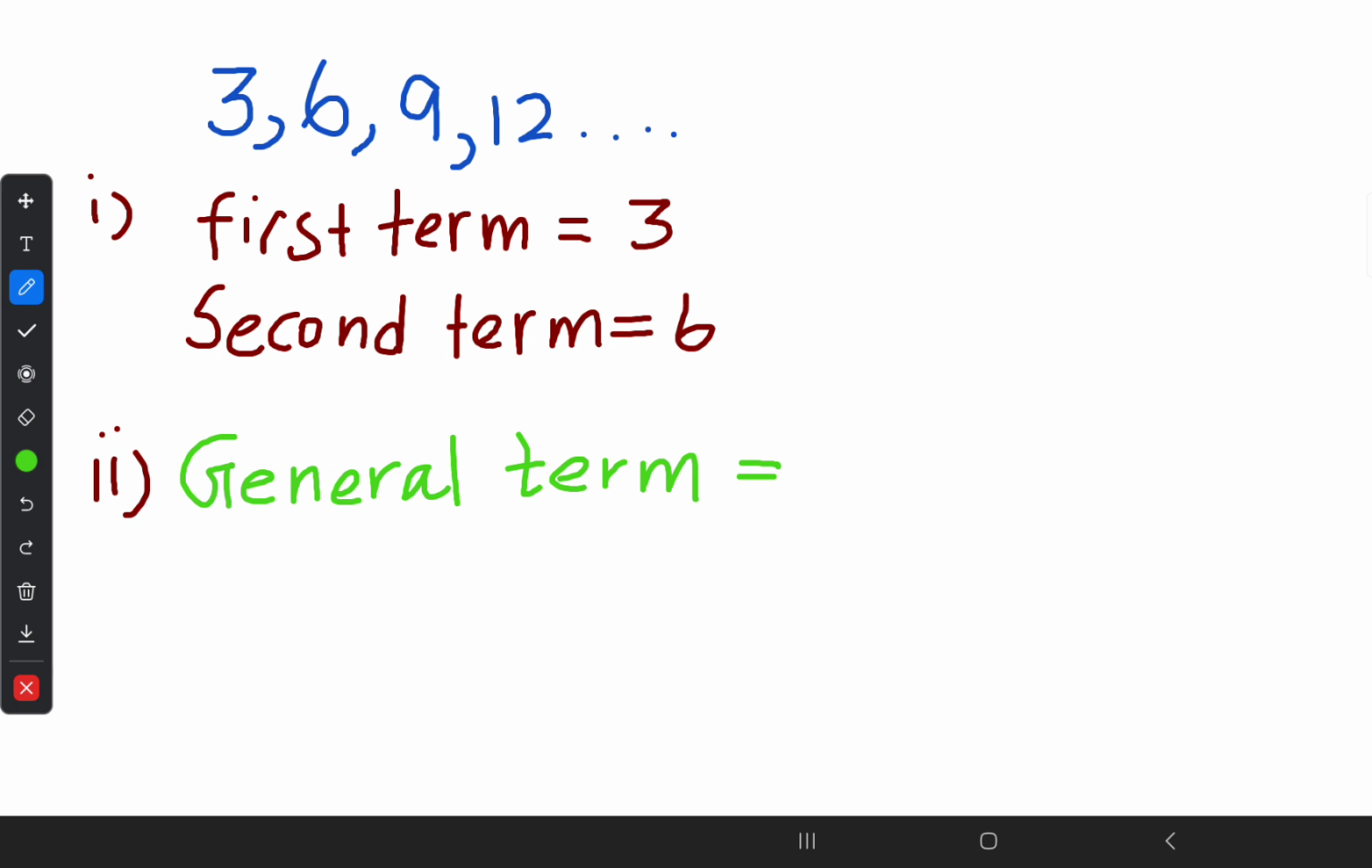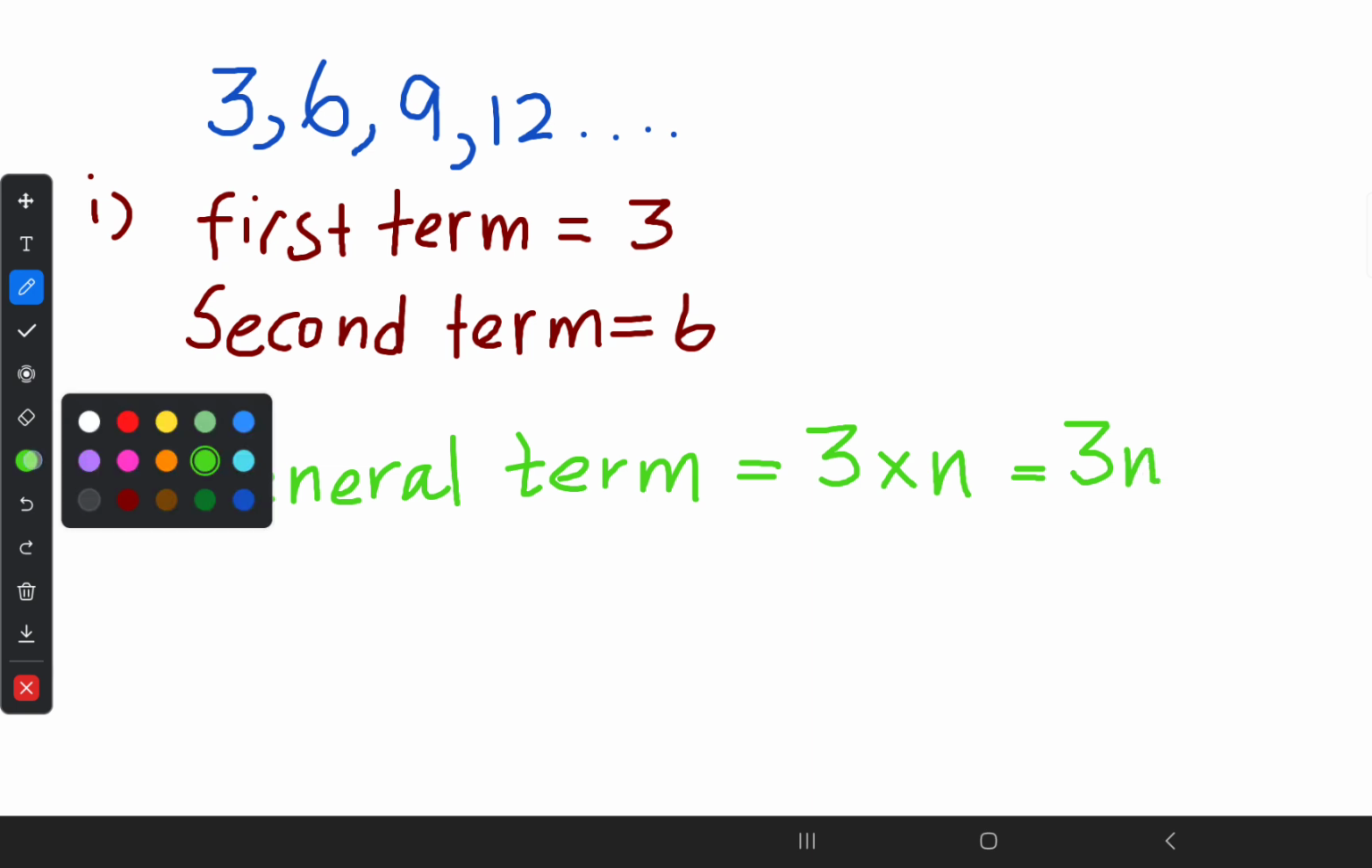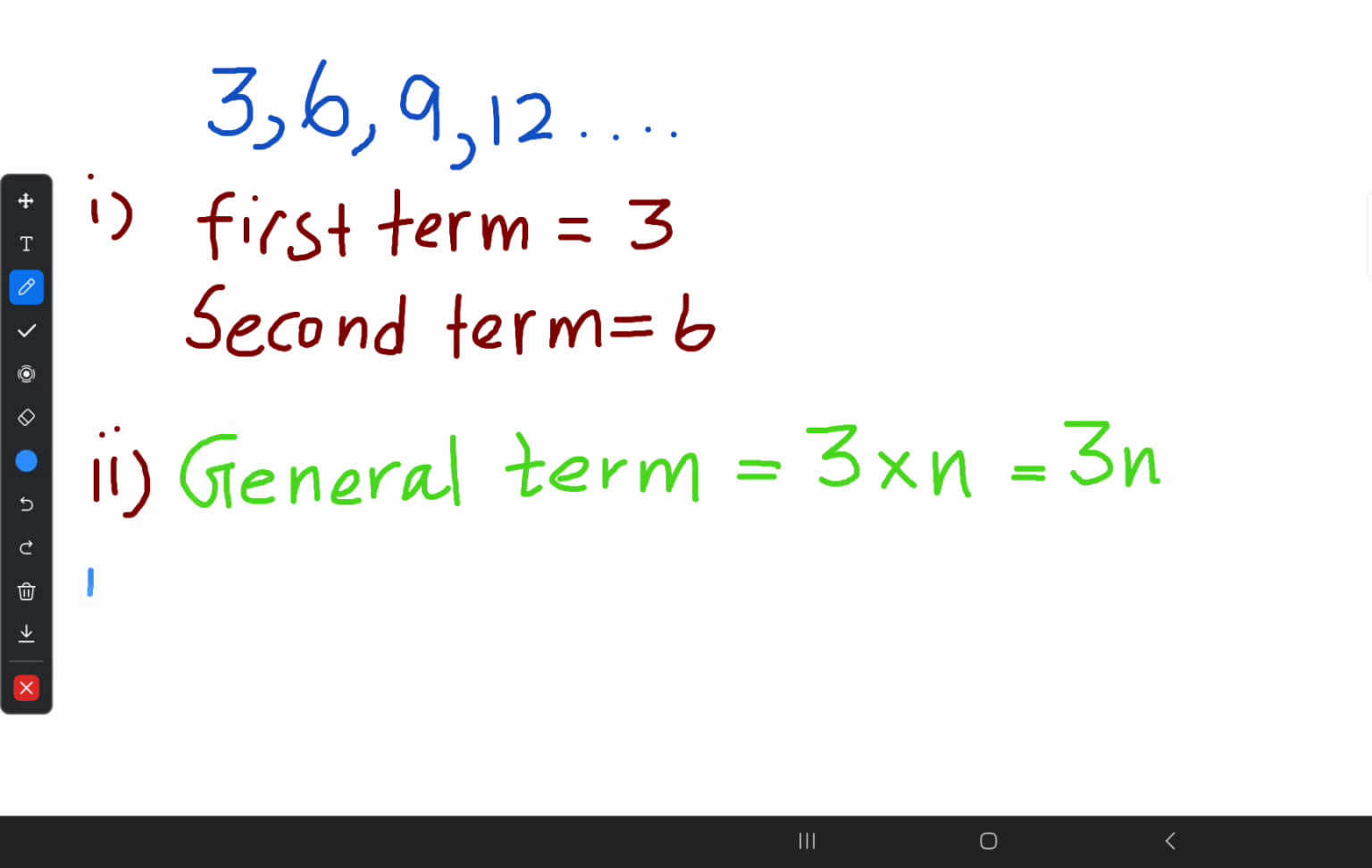So you should find the difference between upcoming terms. That was 3. That 3 should be multiplied with n. That will give you the general term as 3n. Third thing we are going to find in this sequence: find the 12th term.